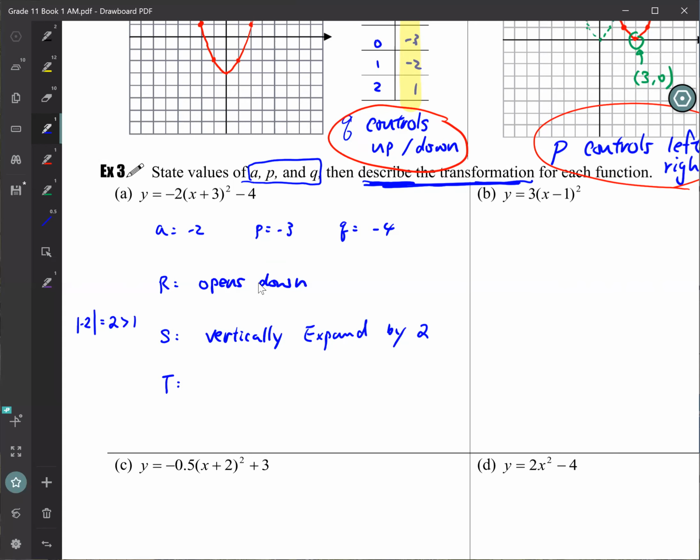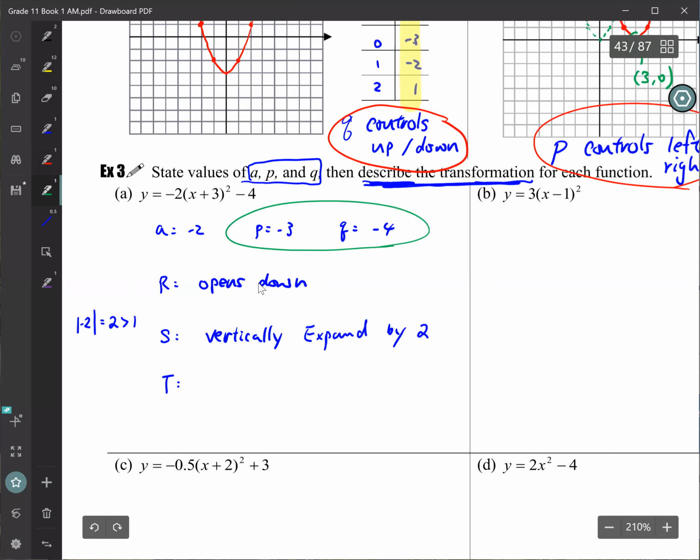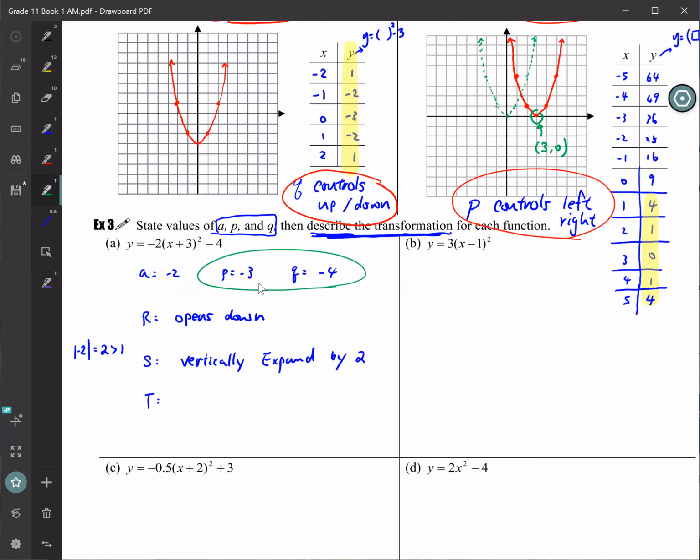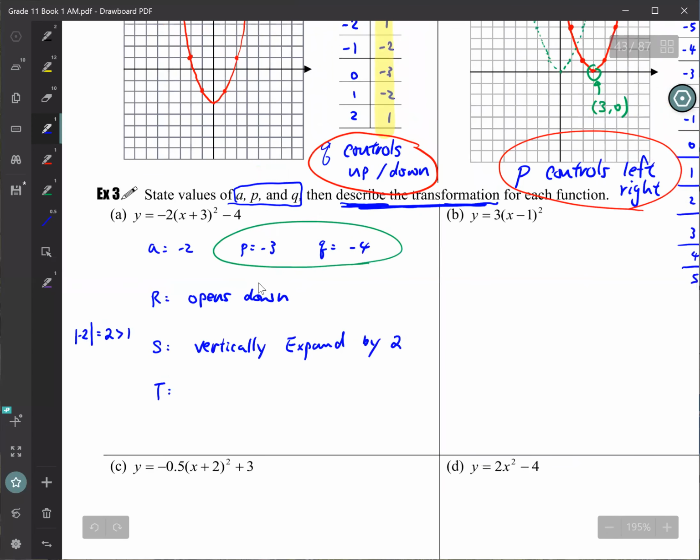Okay, next one, the translation. For translation, you need to look at the P and Q. So remember the rule we just went over. P controls left and right, Q controls up and down. So what is the translation now? Aaron? Can I think about this one? Yeah, you can think about this one. No rush. Let me know when you are ready.